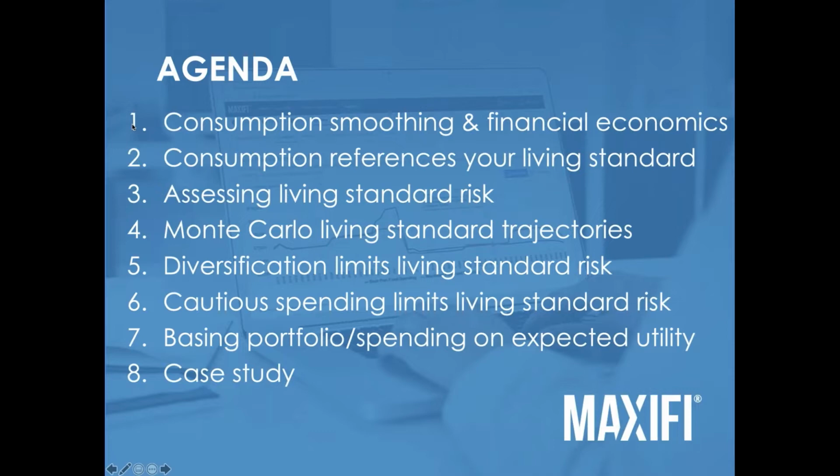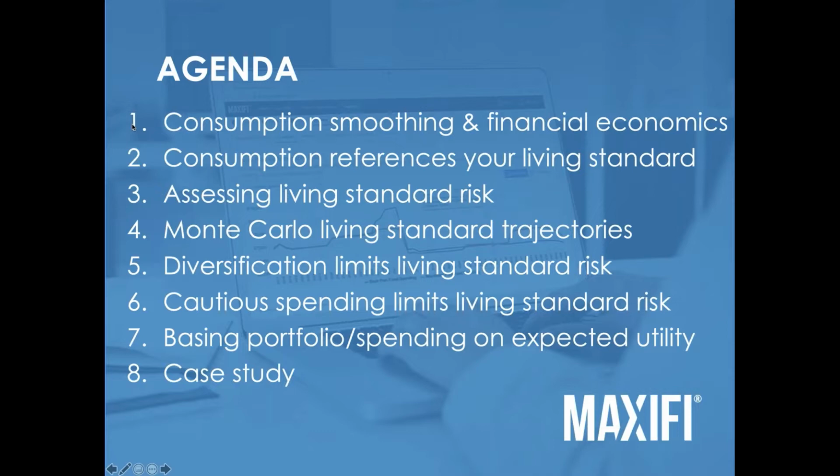I'm going to show you how MaxiFi does all that, how it assesses living standard risk, and it uses Monte Carlo living standard trajectories, and I'll explain exactly what that is. And I'll talk to you about how diversification can limit your living standard risk, and also how aggressively you spend through time, or how cautiously you spend, can affect your living standard risk as well. So your living standard risk is really a combination of two things: how aggressively you invest, but also how aggressively you spend.